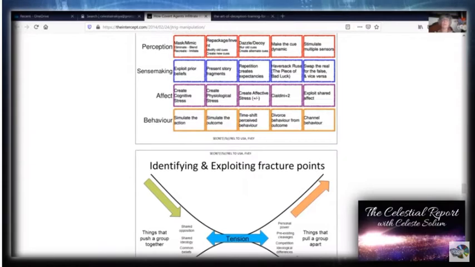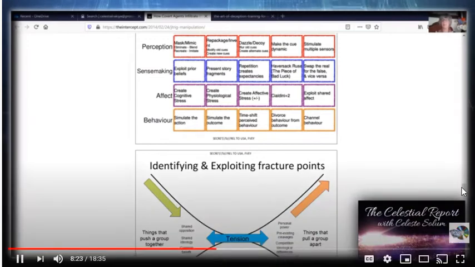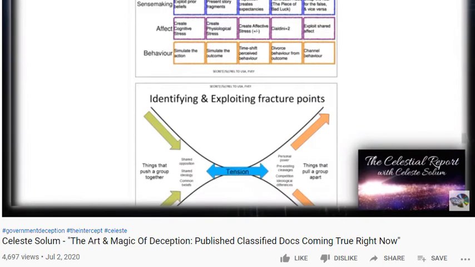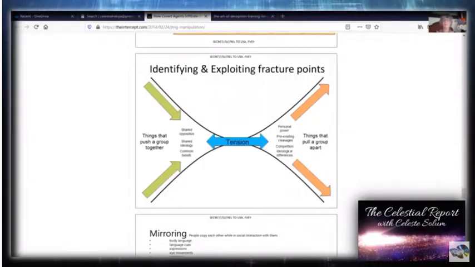They're going to stimulate the outcome so that you're going to be put through a chute, and you're not going to be able to pick your own outcome. It's already decided, or so they think. There's a time shift, perceived behavior and divorce behavior from the outcome, so there's no consequences, and they are also going to channel behavior. So what did I say? Pushing you through the chute, and that creates tension.